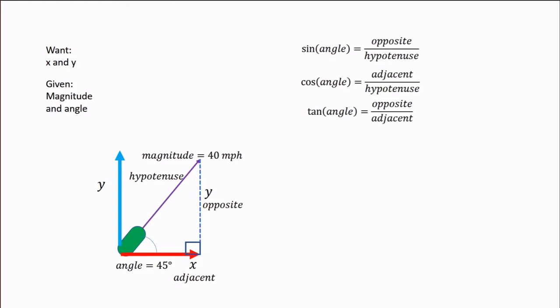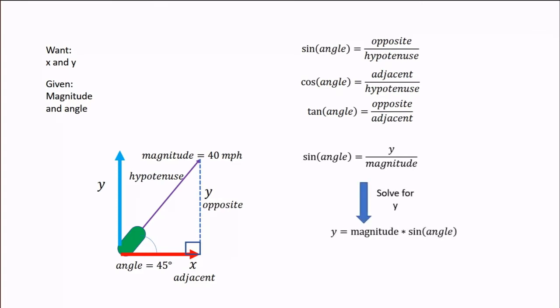Sine of the angle equals the opposite, which is the y component, divided by the hypotenuse, which is the magnitude. We solve for y, and we find that y equals the magnitude times the sine of the angle. Plugging in our values, we find that the y component is also 28.3 miles per hour. For the special case of a 45-degree angle, the x and y components will be the same.